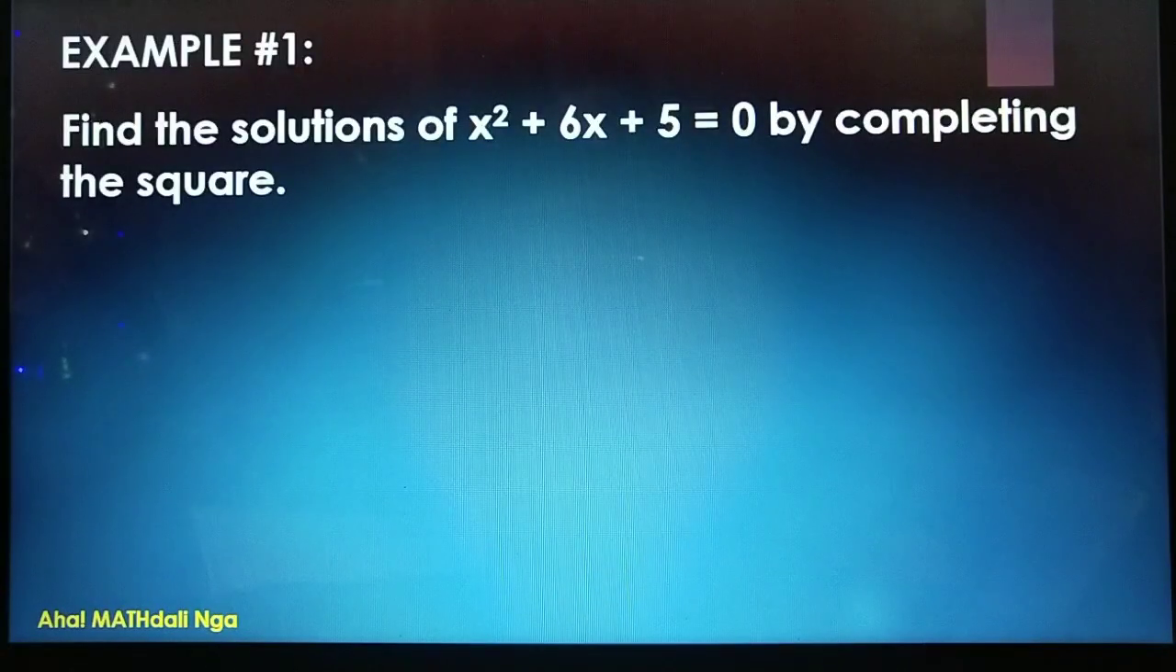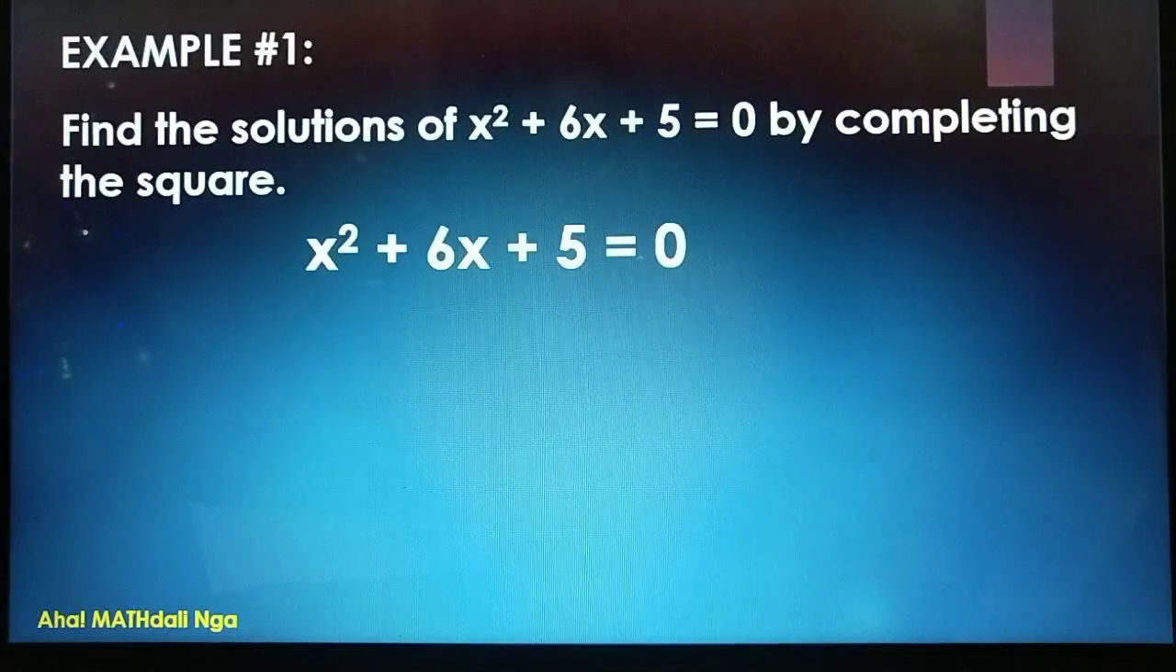Example, find the solutions of x squared plus 6x plus 5 equals 0 by completing the square. x squared plus 6x plus 5 equals 0. This equation is written in standard form, and we need to transform it into the form the square of x minus h equals k.